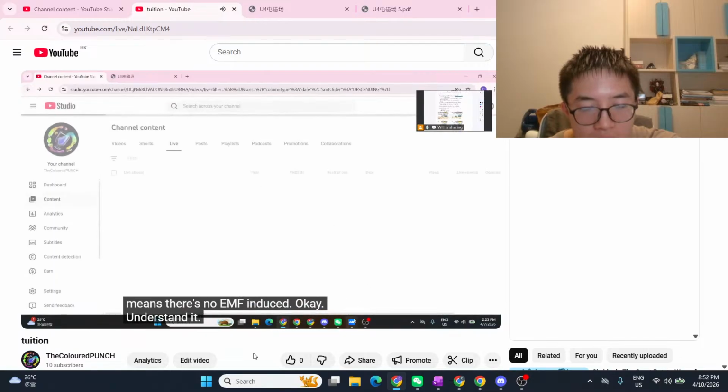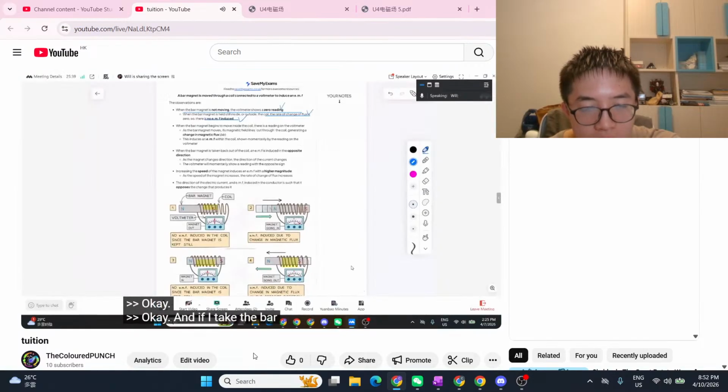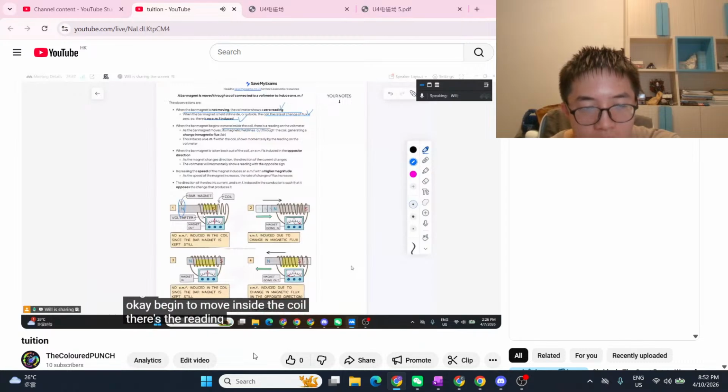Okay, understand that? And if I take the bar magnet and begin to move it inside the coil, there's a reading on the voltmeter. As the bar magnet moves, its magnetic field lines will cut through the coil, right? And when the magnetic field lines are cut in the coil, that will generate a change in the magnetic flux. Understand that?